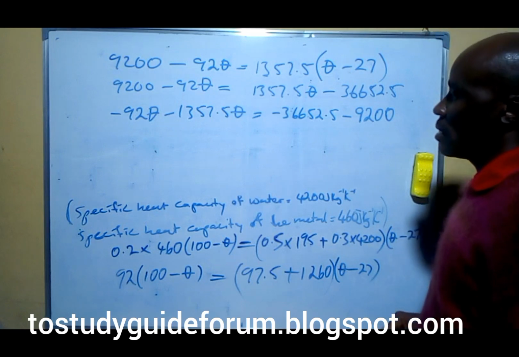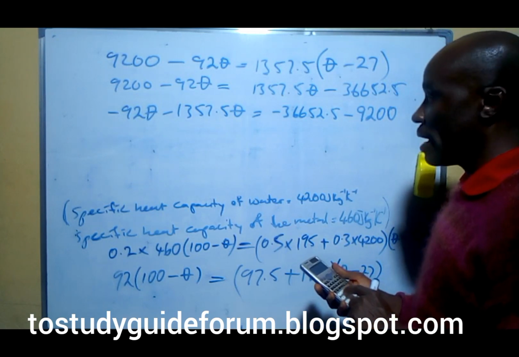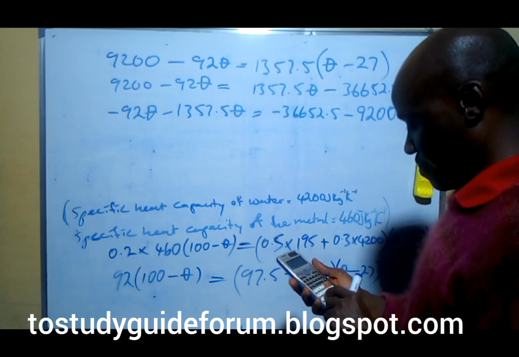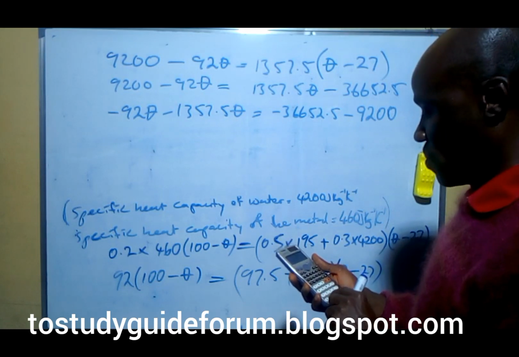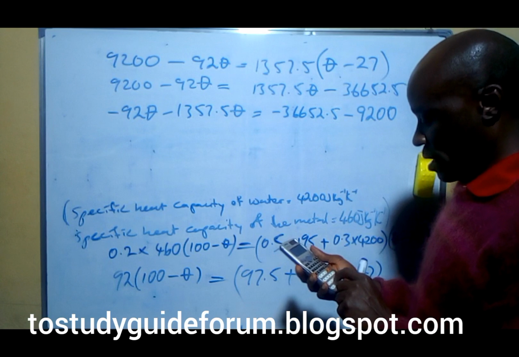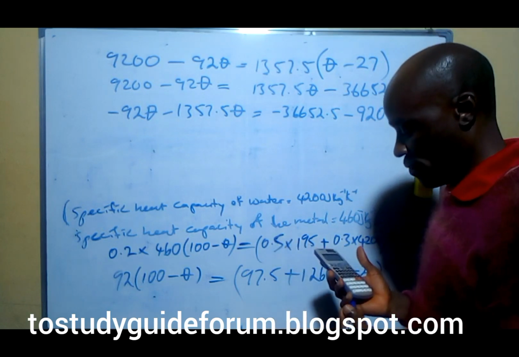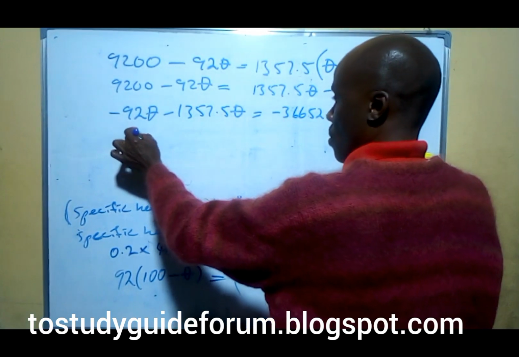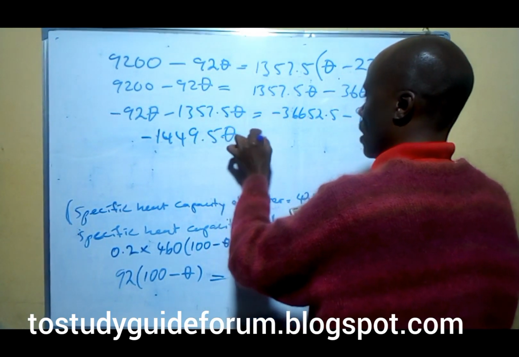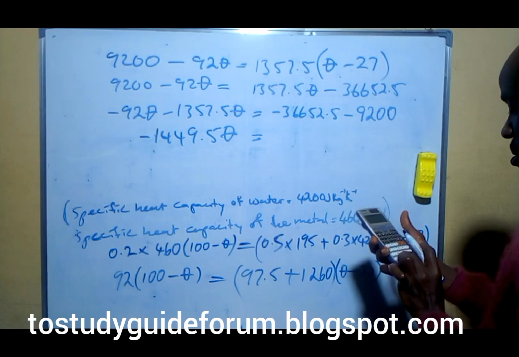Alright, I think it's okay. Then we clean up everything. We have minus minus there, minus 9.92 theta plus the other one, and that will give us minus 144 theta equal to this other one.